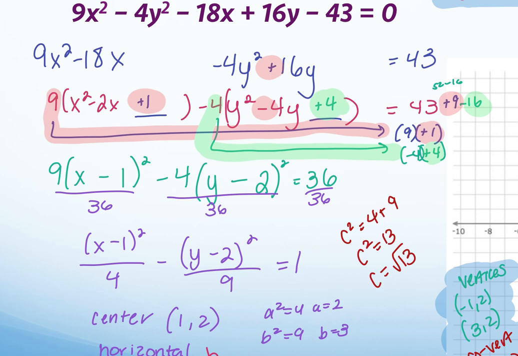Then I factor. So the 9 stays on the front. Square root the x squared, square root the 1, take the sign from the middle, put it in parentheses and square it. Keep the -4 on the outside, square root the y squared, square root the 4, put it in parentheses and square it. And that equals 36. And then it's got to equal 1, so we divide everything by 36. And this is my standard form of the equation.